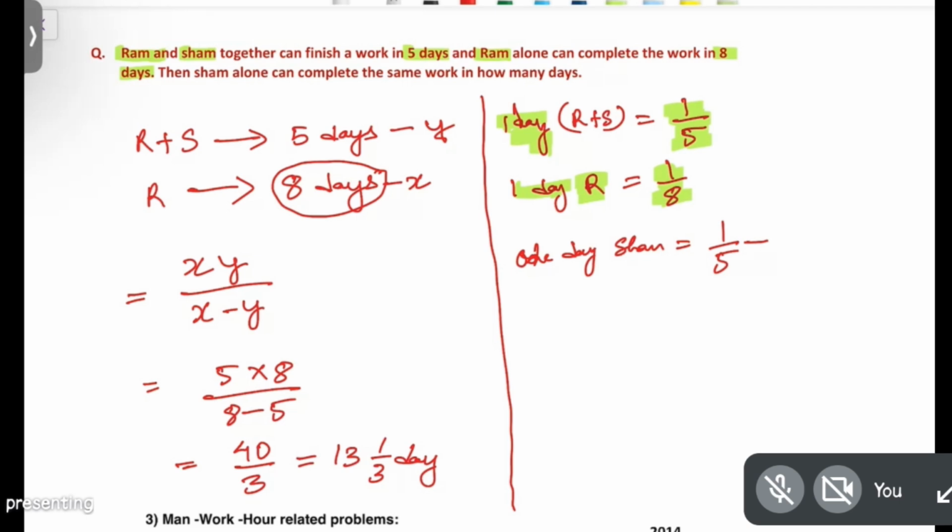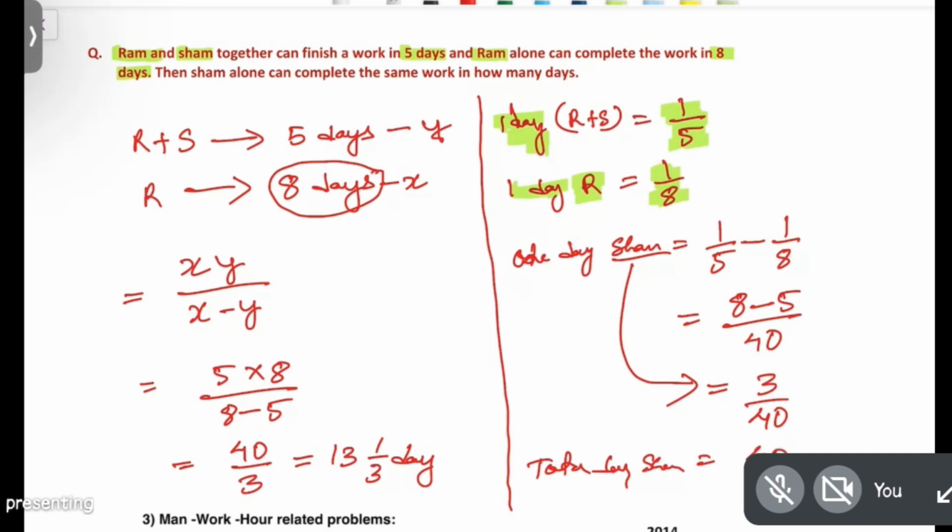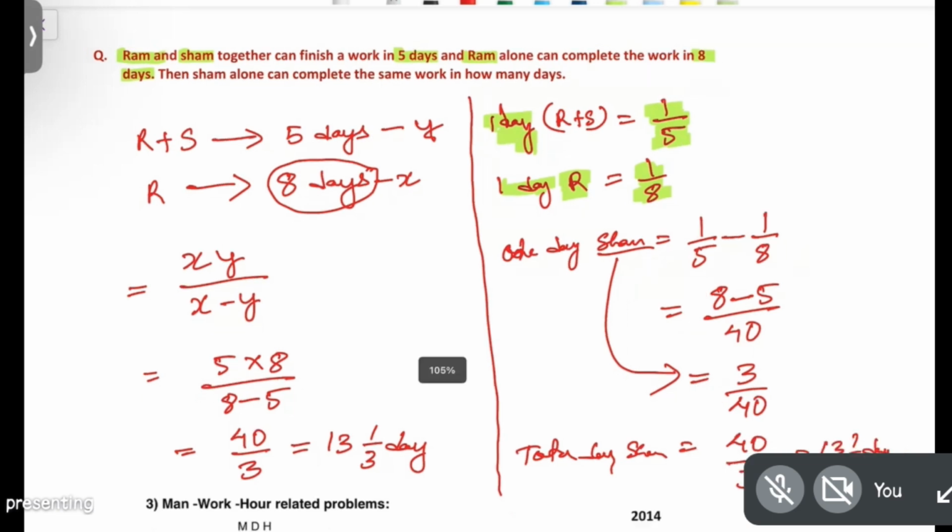From the total, if I subtract Ram's work, then I will get it. The LCM of 5 and 8 is 40, so 5 times 8 and 8 times 5, which means I have 3 by 40 as the 1 day work of Sham. And we know that the total days required for Sham is nothing but the reciprocal of this one, which is 40 divided by 3, which is nothing but 13 1 by 3 days. So that is by the basic approach.